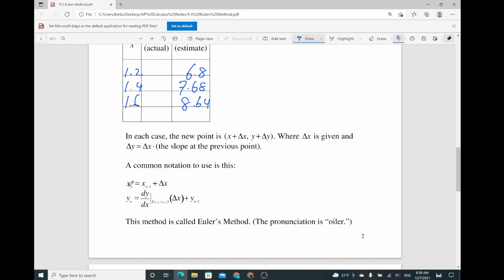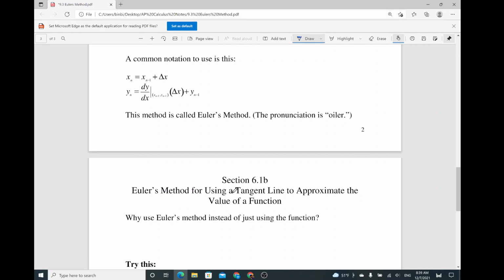So x sub n equals x sub n minus 1 plus delta x. Whatever the previous x value that you have, you just want to add the delta x. Then you get a new x value. And then to find the value for y, whatever the previous slope that you have, you want to multiply by delta x. Delta x is just x minus the previous x value, and then plus y, the previous y value, y sub n minus 1. So the pronunciation is called Euler's method.